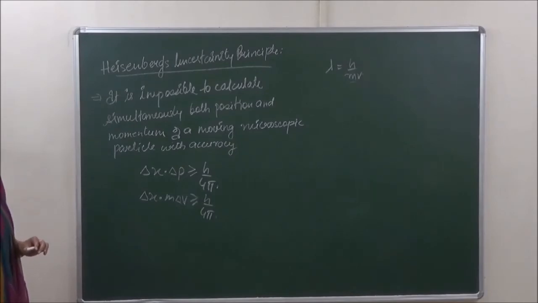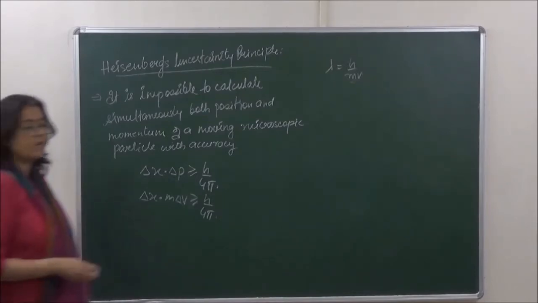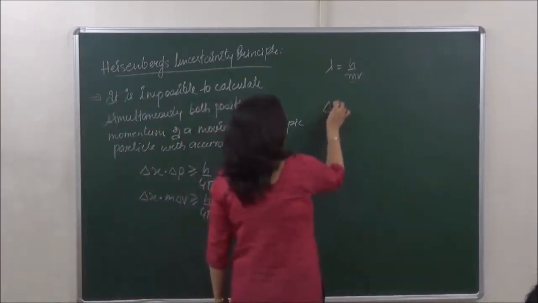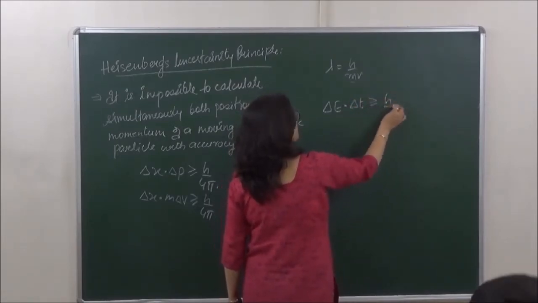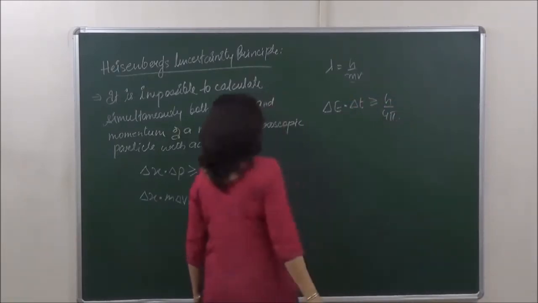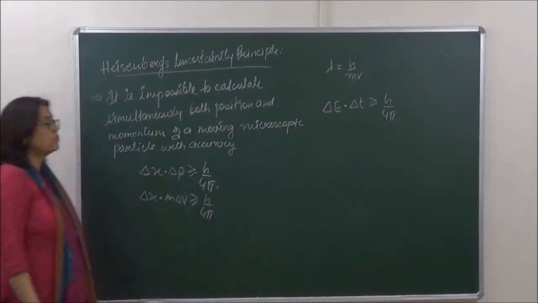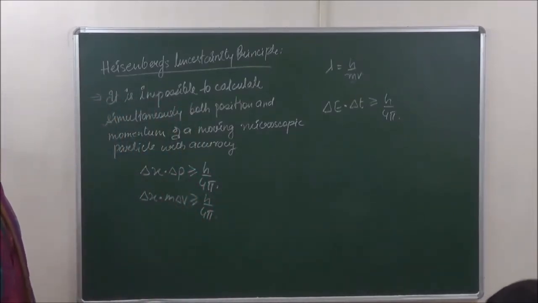Now if energy and time are given, then according to the Heisenberg uncertainty principle we have another expression: delta E into delta T is greater than or equal to h upon 4 pi, where delta E is the energy change and delta T is the change in time. Clear? So this is how the Heisenberg uncertainty principle is explained.